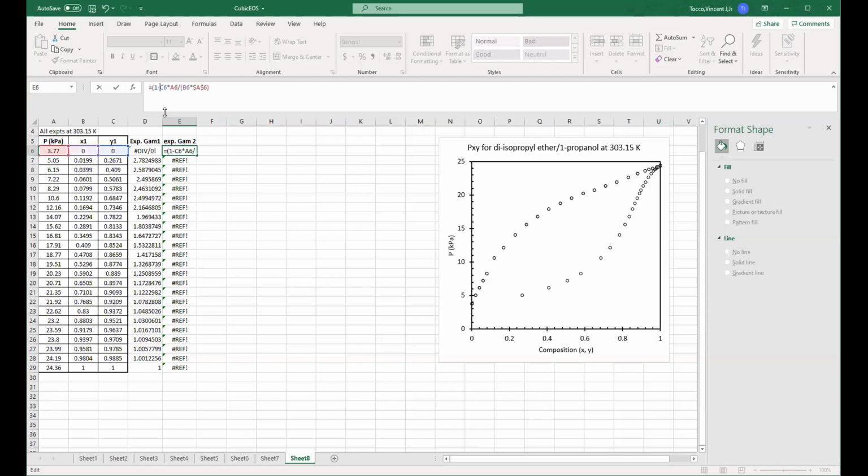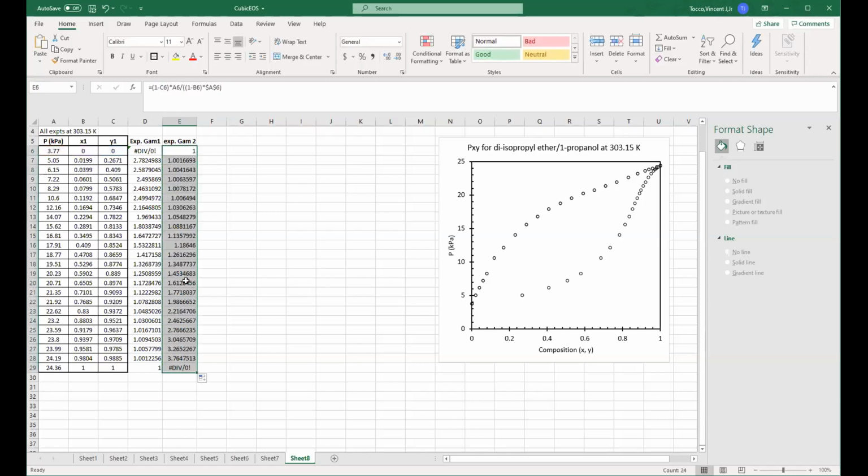So I need to say 1 minus C6 here and 1 minus B6 here. And let's see, I need another parentheses. Perfect, that should be 1, and I should drag that all the way down, and I should get a dividing by 0 error again. Perfect. All right, sorry about that mistake. So again, just use the pure component vapor pressures for figuring out what the vapor pressure is instead of Antoine's.